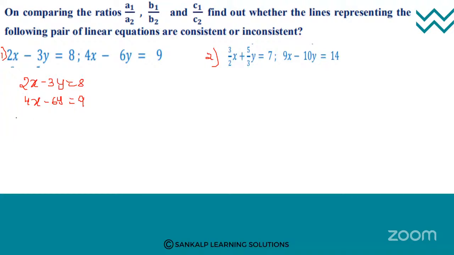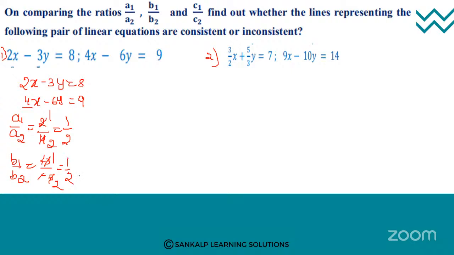Now, compare the ratios. A1 divided by A2: A1 value is 2 and A2 value is 4. 2 ones are 2, 2 twos are 4, so you will get 1 divided by 2. B1 divided by B2: B1 value is minus 3, B2 value is minus 6. 3 ones are 3, 3 twos are 6, minus and minus will get cancelled. So you will get 1 divided by 2. Now, compare C1 divided by C2, which is 8 divided by 9.